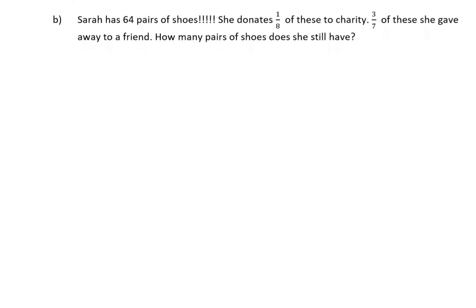Next question. Sarah has 64 pairs of shoes. That's more than enough. She donates 1/8 of these to charity. Now, can I work that out? Is that a simple process, or do I need a bar model? Well, let's think about it. What is 1/8 of 64? Well, 1/8 of 64, I know 8 times 8 is 64, so 1/8 is 8 pairs of shoes.